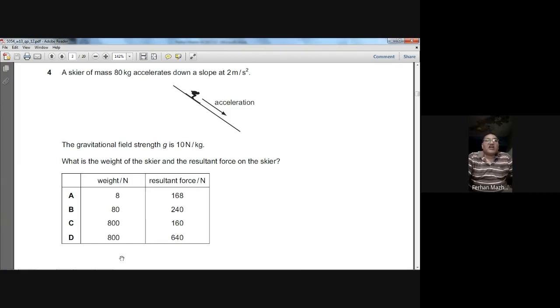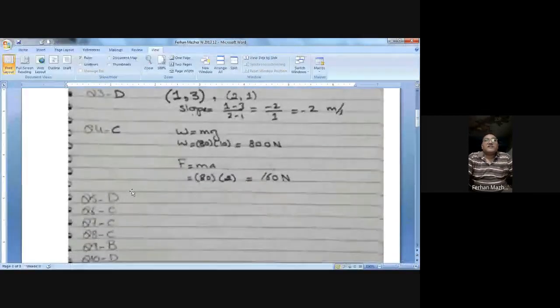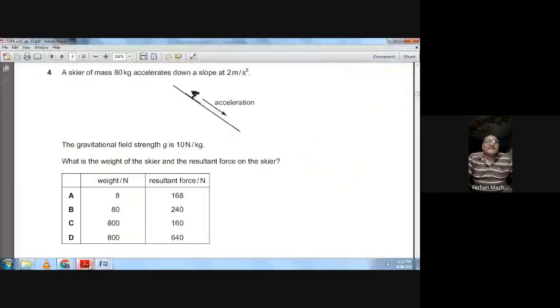I have done this also on paper. Let me show you that work. You see, question number 4, part C is on your screen. W is equal to mg. W is equal to 80 into 10, and 800 Newton will be the weight. Resultant force will be F is equal to ma, 80 into 2, and 160 Newton. So the choice is C. I hope this is clear to you.